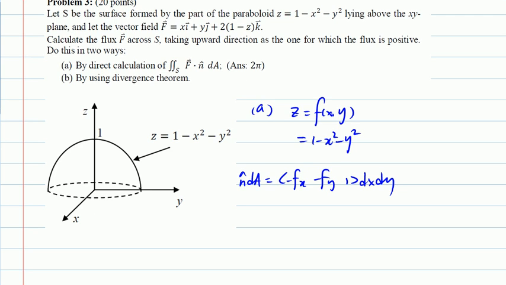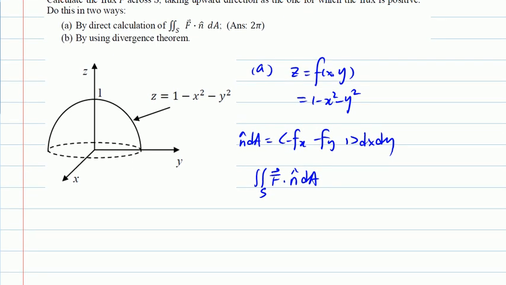The rest of the work is basically plugging n hat dA into the surface integral formula and doing this surface integral. It's a very similar procedure to part 1C. So you'll be able to do that. Just remember, in this part you need to convert your Cartesian coordinates into polar coordinates when you find the limits for x, y.